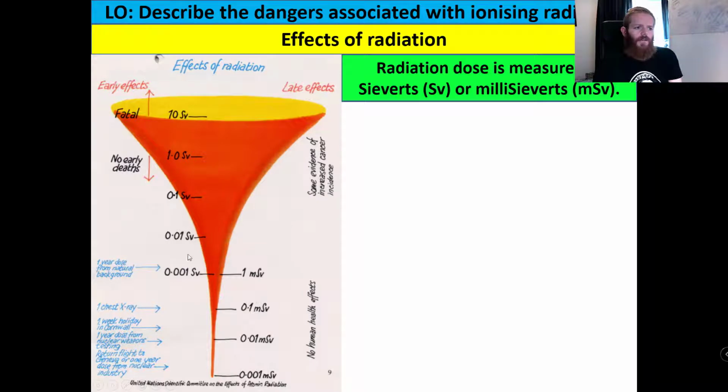But then as you get higher and higher up, you get to about 1 sievert, and that's when you start getting problems. Early effects, meaning you could die from this quite quickly. If you were subjected to 1 sievert of radiation, you would have radiation poisoning, which could kill you. Then the late effects: there's some evidence of increased cancer incidence. If you get a dose around here and above, you could end up getting cancer because of it.